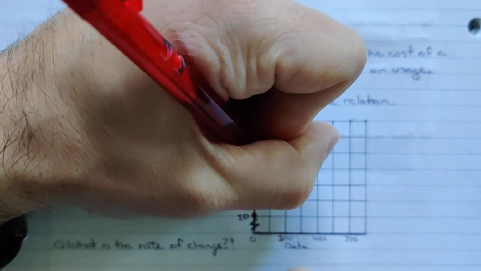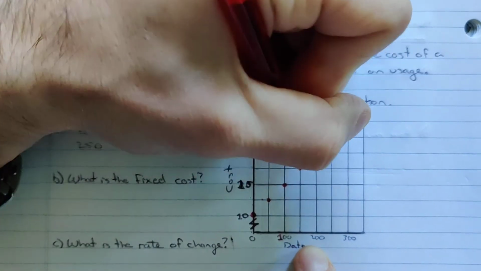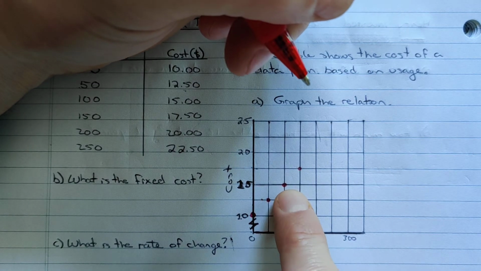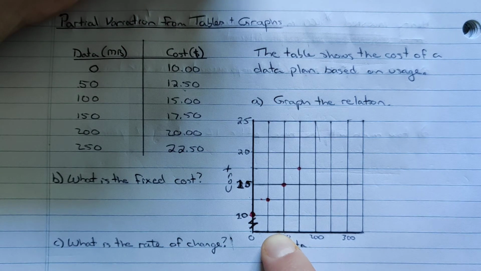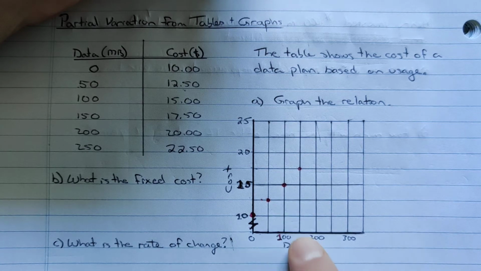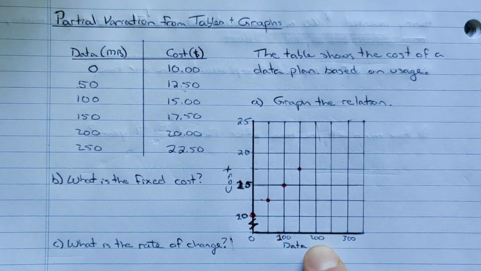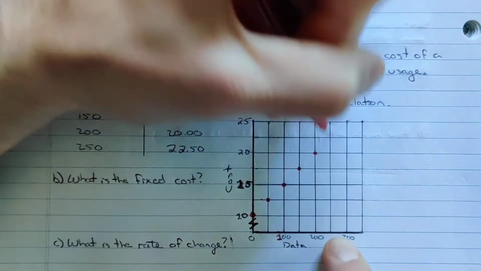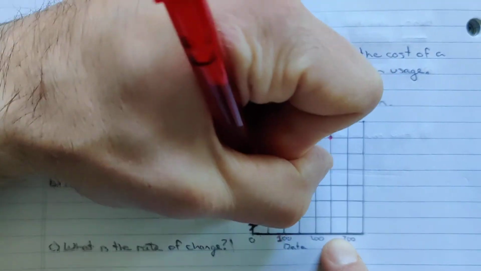100 and $15, where am I here? I'm messing this up, aren't I? $15, 150 and $17.50, 200 and $20, and 250 and $22.50. Okay, so I got those nice points on there.